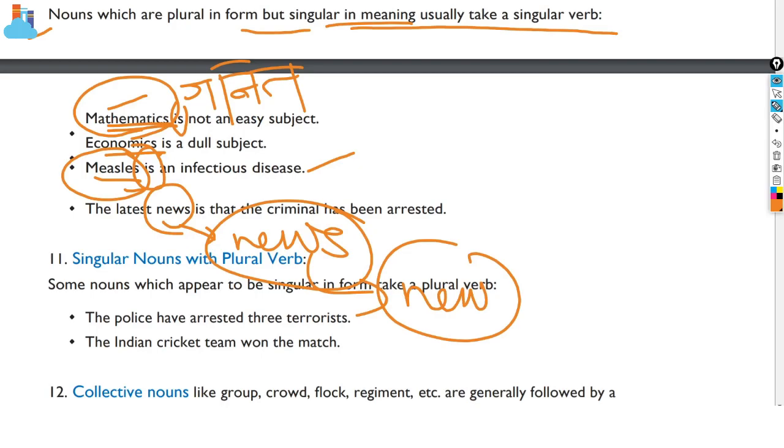The latest news is that the criminal has been arrested. So with news, it is "is", not "are". If you say "the latest news are", people will laugh because there is no agreement between the subject and the verb. Therefore, in order to stop people laughing at us, we need to make a beautiful relation between the subject and the verb. Therefore, let us go to the next rule.